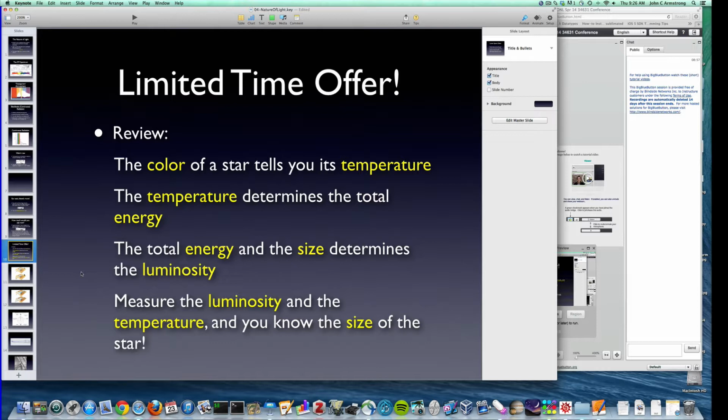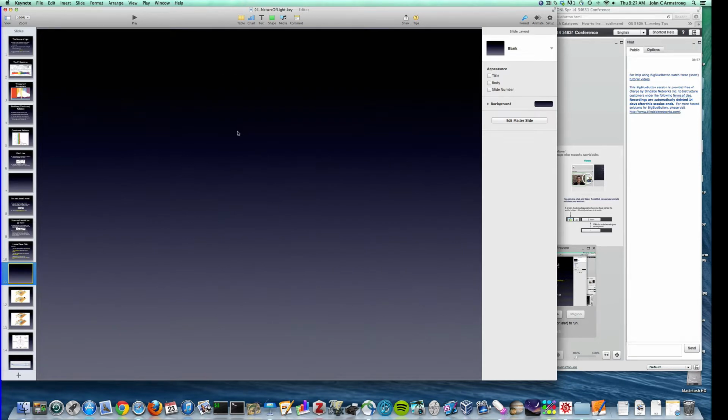So how do you determine with the one that says the total energy and the size determines the luminosity? So you're only taking a certain part of the star as the size? Oh yeah, so I'm taking the whole star. So if I look at the star, let me just draw it here.